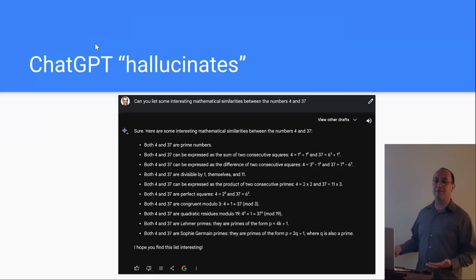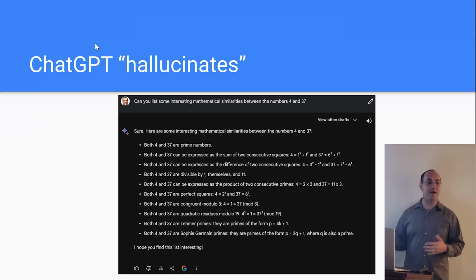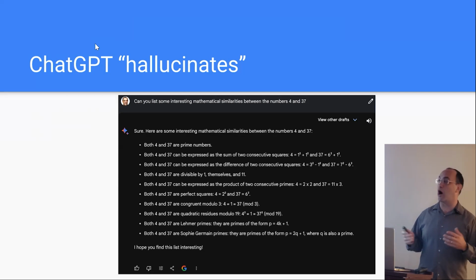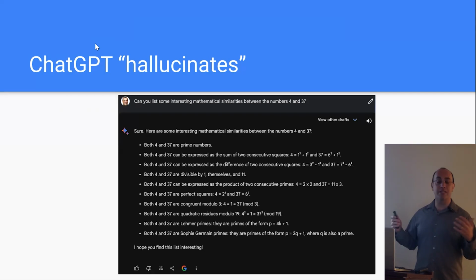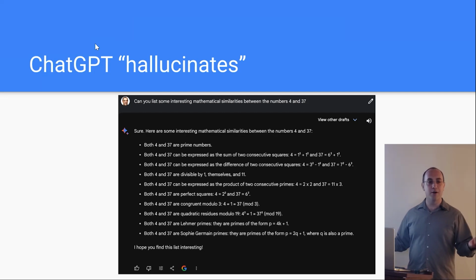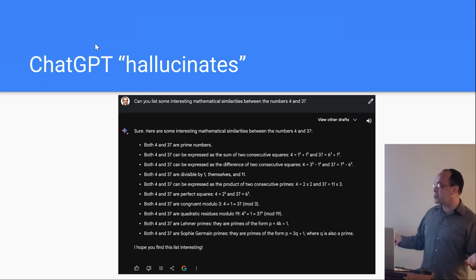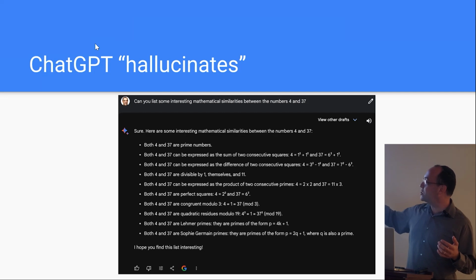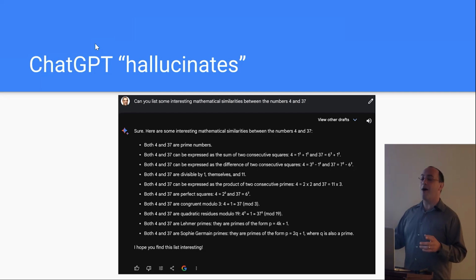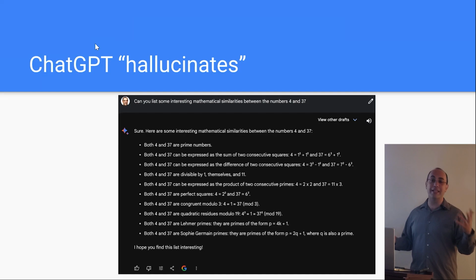It makes other mistakes. One of my favorite ones that I find really funny: I asked it to find mathematical similarities between the numbers 4 and 37. This time I was using a Google large language model called Bard. It taught me interesting facts, like both 4 and 37 are prime numbers. Who knew? Apparently 4 and 37 are both divisible by 11, which might contradict the first point and is not true. I'm pretty sure each of these points is not true. Actually, one of them is true, but basically all of them are not true. And it's really funny. And if you didn't know much about math, you might not know.